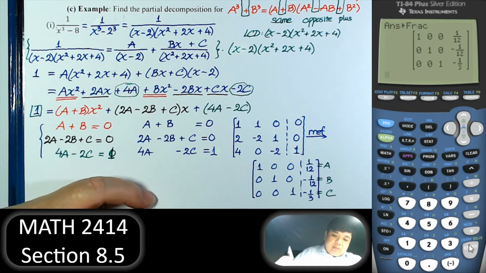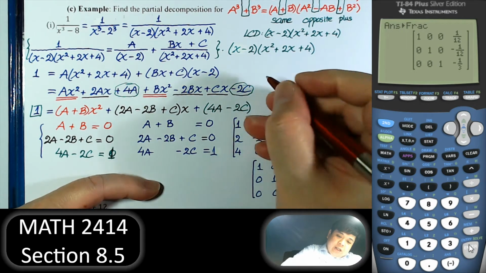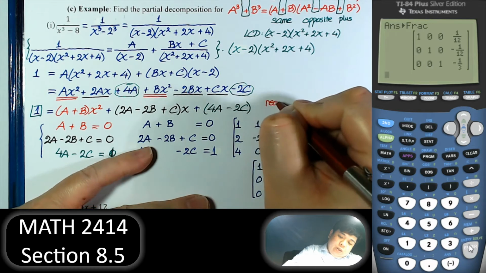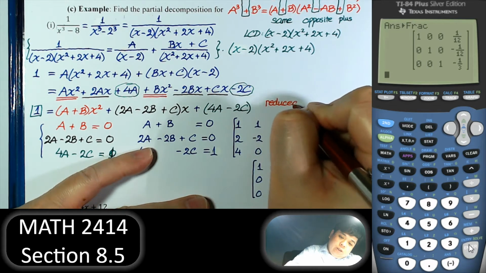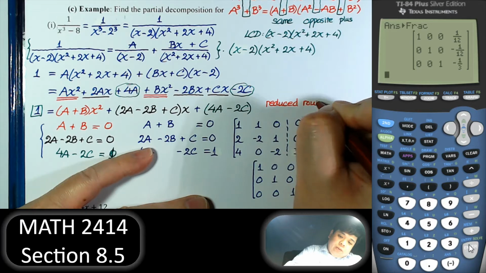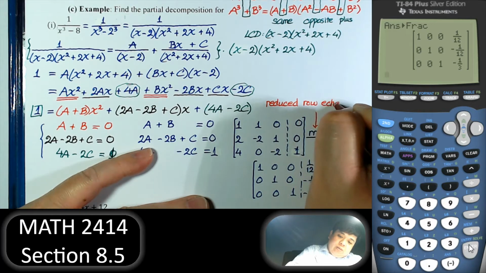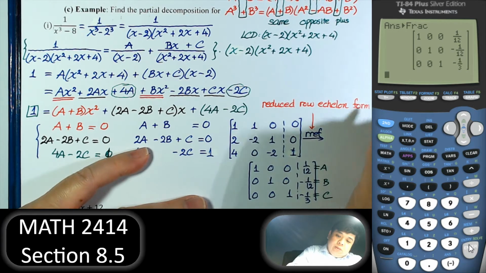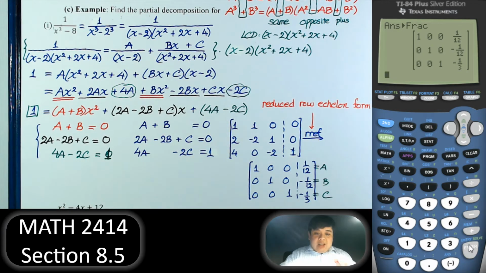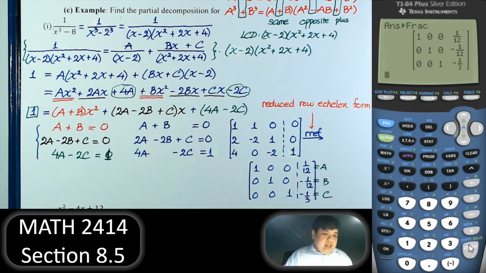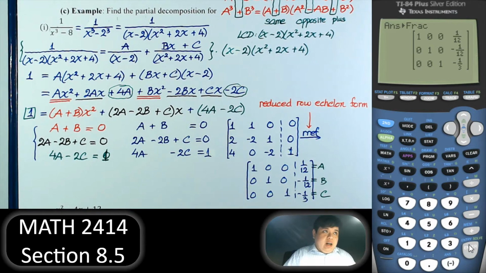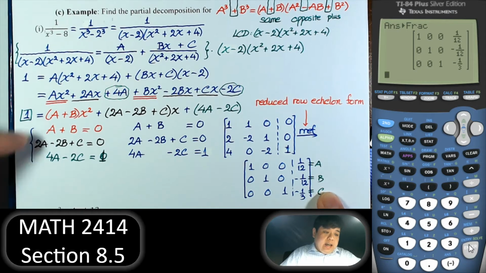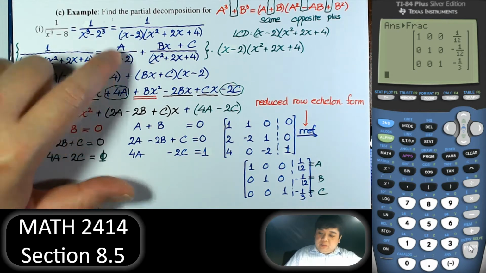Right. So this is called reduced row echelon form. If you take linear algebra, you study this a lot more. So the bottom line is we have A, B, and C here, and we can put it back into this form.